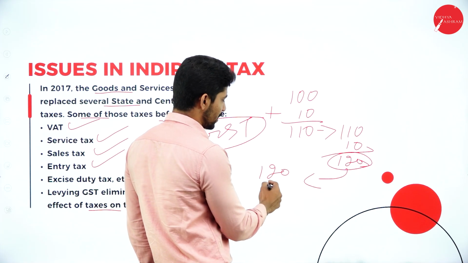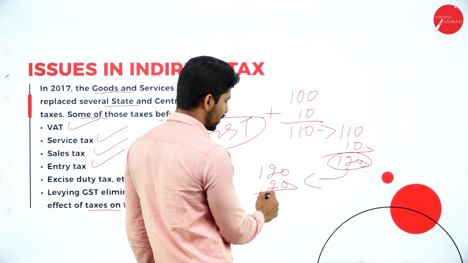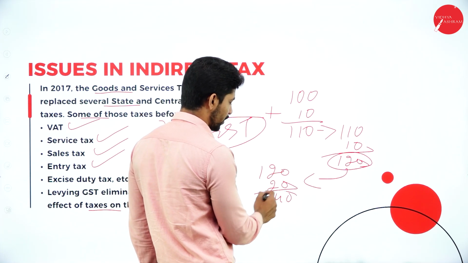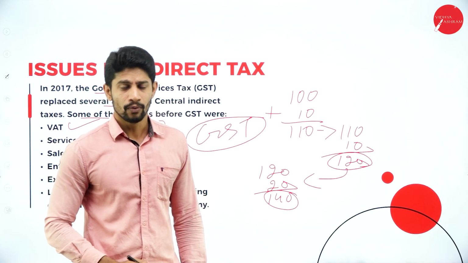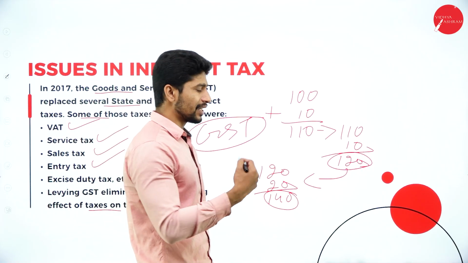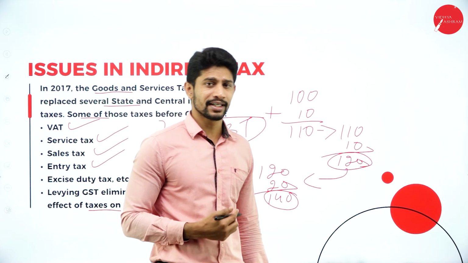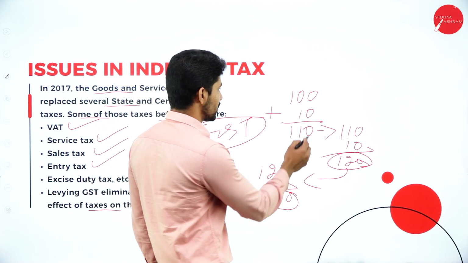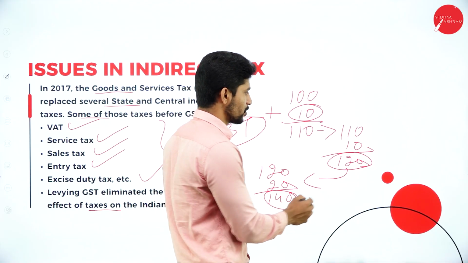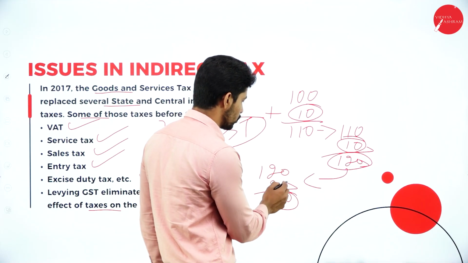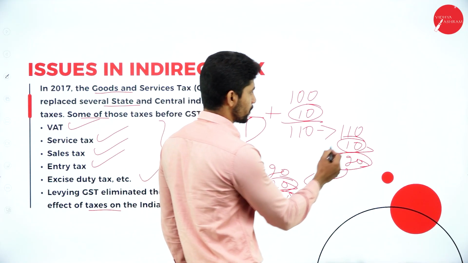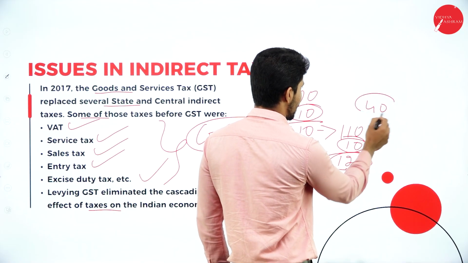Again 120 rupees, and tax on this 120 is 20. Let us say the total value is 140. So the third party is paying 140. So here we are not eliminating the tax which is paid earlier, right? We are not eliminating the tax which is paid earlier. So what is the tax here? We paid 10 rupees. What is the tax here? We paid 10 rupees. Here how much we paid? 20 rupees. Totally 40 rupees of tax we paid.